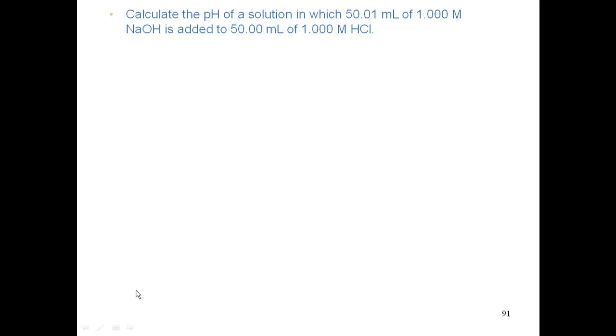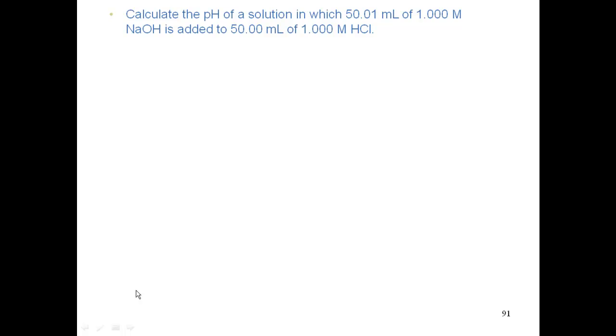Let's look at this one. Calculate the pH of a solution in which 5.01 milliliters of 1 molarity sodium hydroxide is added to 50 milliliters of 1 molarity HCl. Single solute or reaction? Reaction. Neutralization or buffer? Neutralization. Let's look at it before we move on to the steps. We have what? A slight excess of base now. So where do we expect the pH to be? We expect it to be above 7.